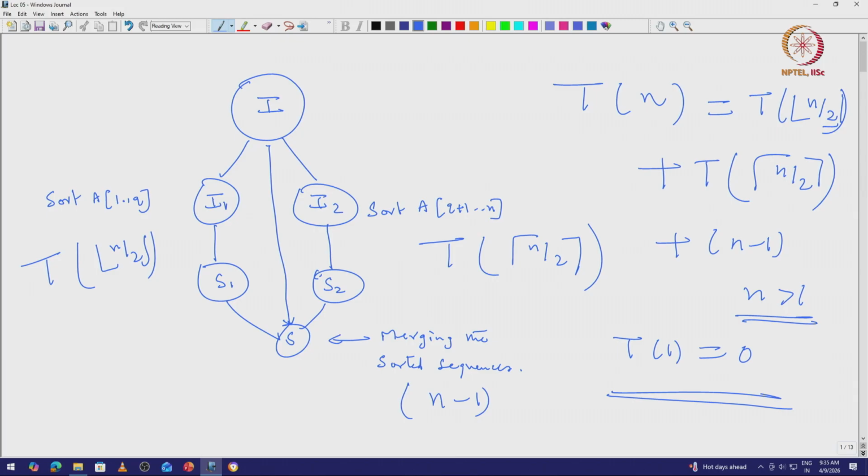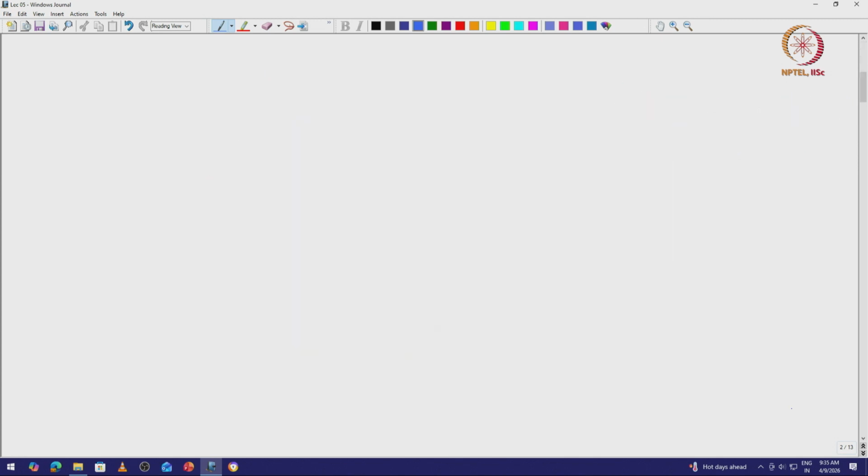We have got upper bounds. Now we are going to solve it exactly, and towards that we require certain basic properties of floor and ceiling functions. The first property is floor(n/2) plus ceil(n/2) is n for all positive integers. This is true.